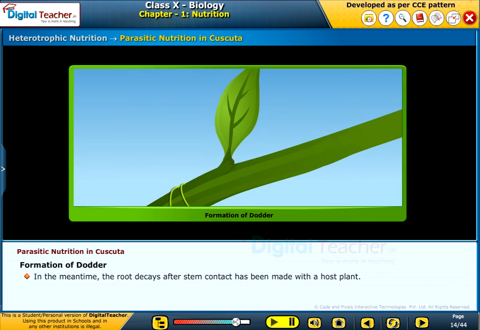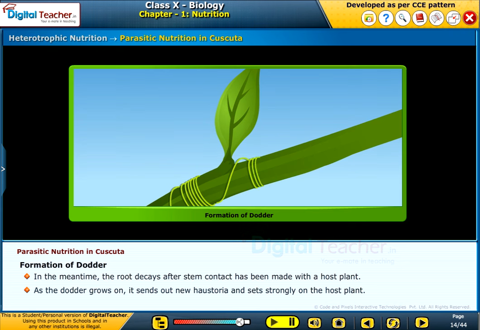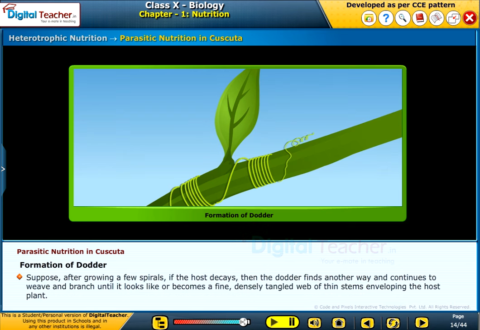In the meantime, the root decays after stem contact has been made with a host plant. As the dodder grows on, it sends out new haustoria and attaches strongly to the host plant. Suppose, after growing a few spirals, the host decays, then the dodder finds another host and continues to weave and branch until it becomes a fine, densely tangled web of thin stems enveloping the host plant.